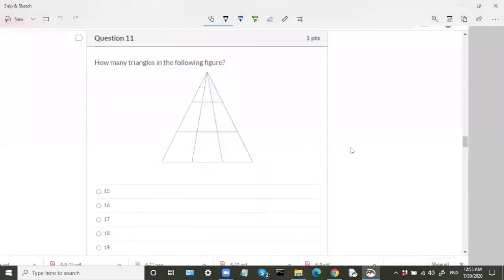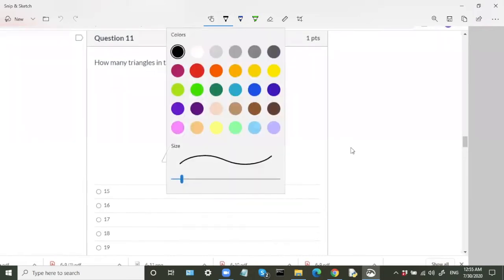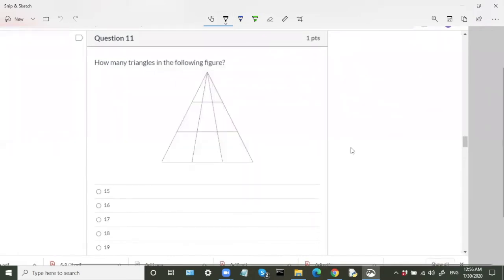Problem 11, how many triangles in the following figure? Okay, so let's look at the figure. So triangles would be like this, like that, right? So they all share this vertex here, right? So, okay, so let's count this layer, okay? So we have a triangle vertex.